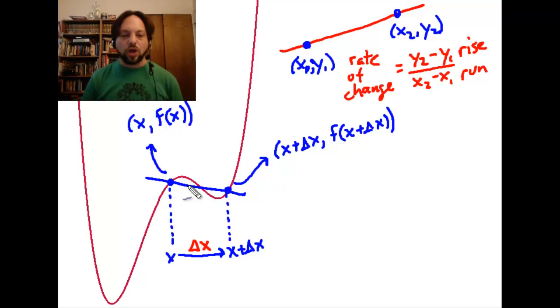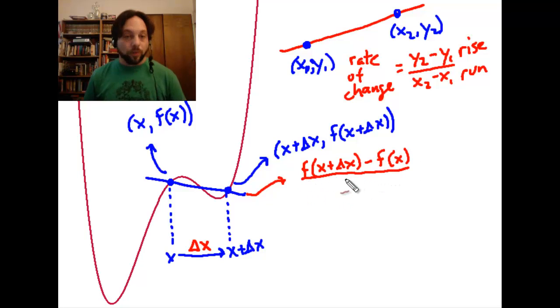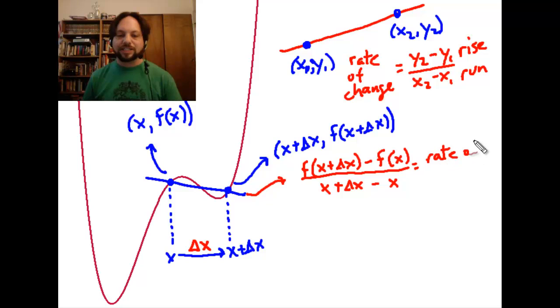So what is the slope of this secant line right here? Well, let's see here. I'm just going to use my rate of change formula: y sub 2 minus y sub 1. And what am I going to get on the bottom? Well, it's going to be my x sub 2 minus my x sub 1. So that is going to be my rate of change of this secant line.